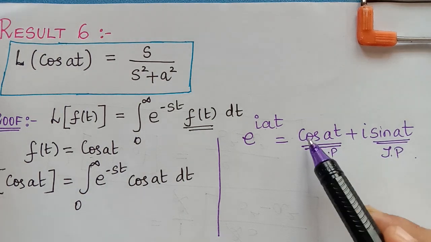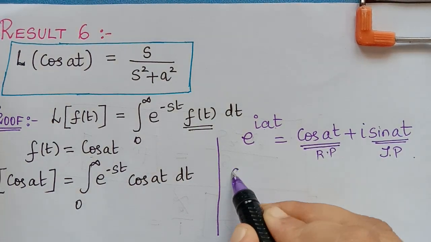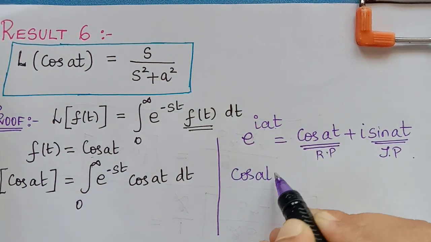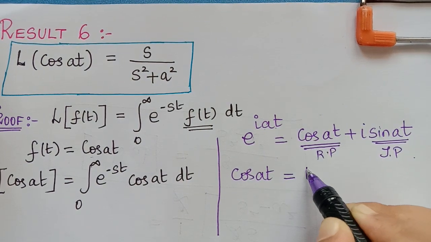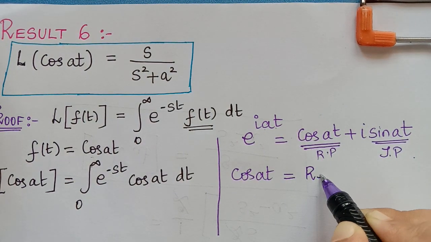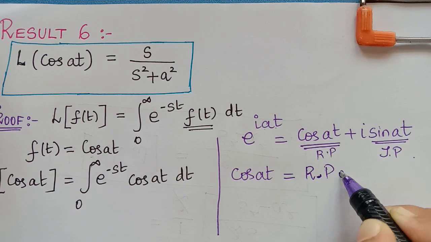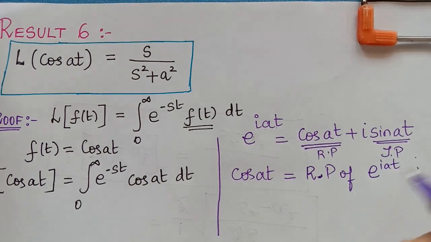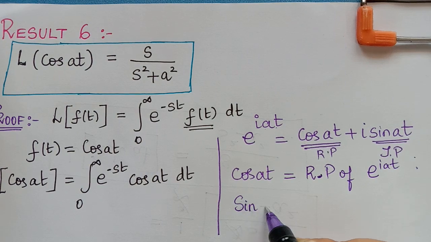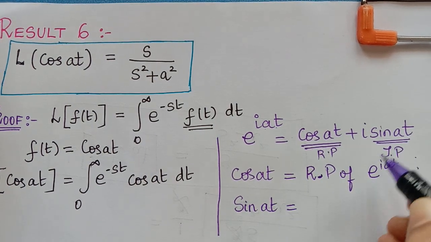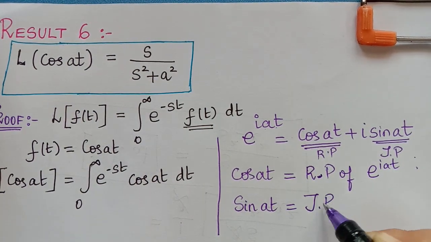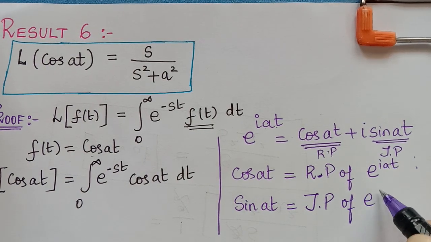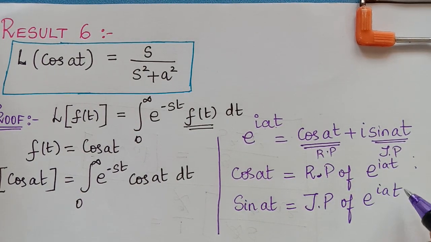So here cos at is the real part. So cos at can be written as real part, I am writing in short, real part of e to the power iat, and sin at will be equal to the imaginary part of e to the power iat.